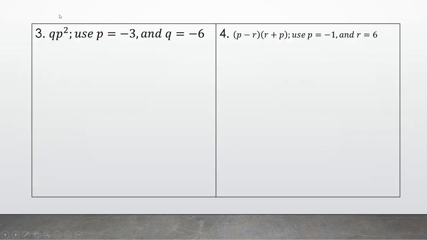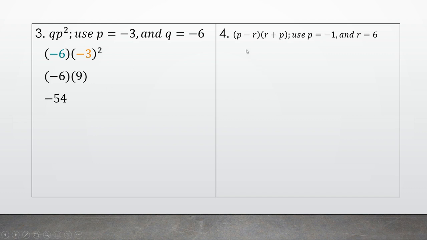In example 3, we're replacing Q with -6, and we're replacing P with -3. So we want to evaluate the exponents first when we're squaring -3. That would give us +9, and then -6 times 9 gives us -54.